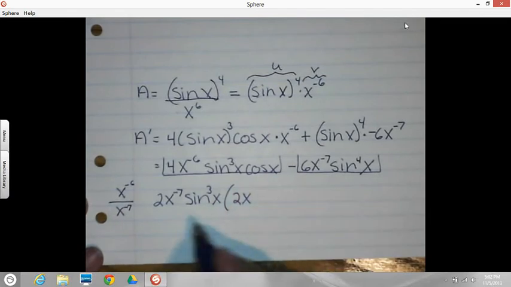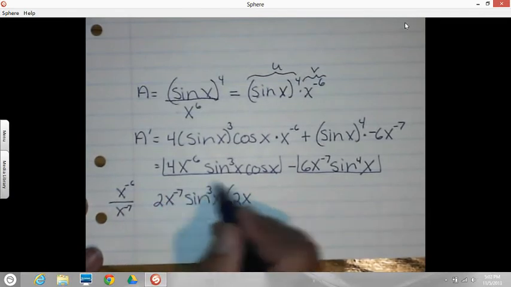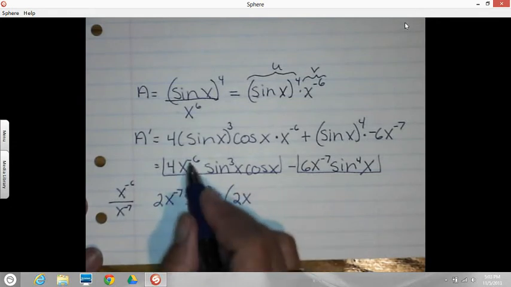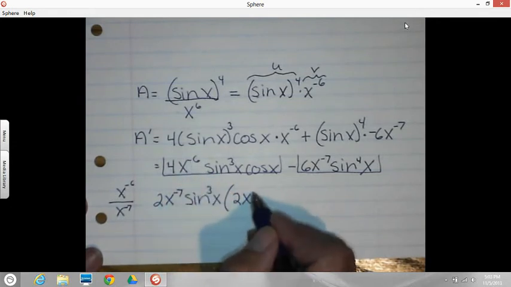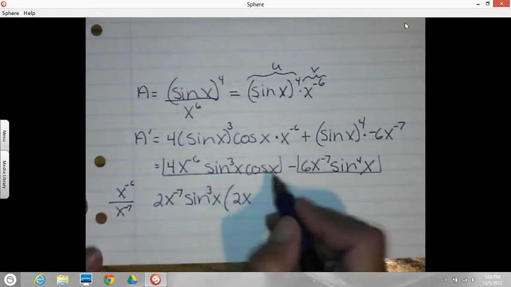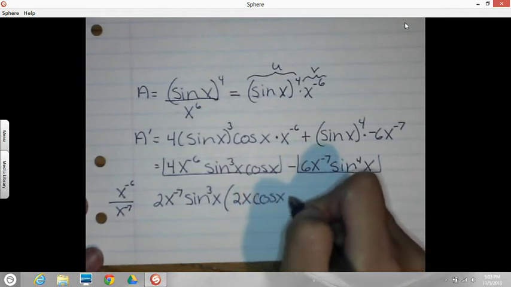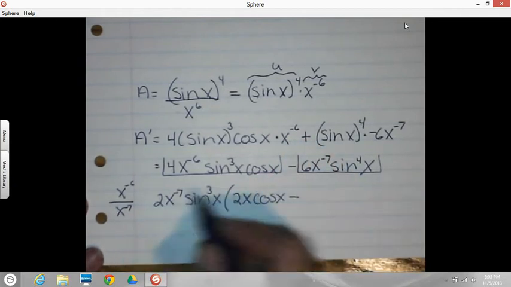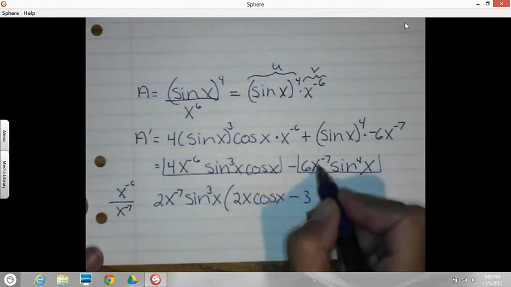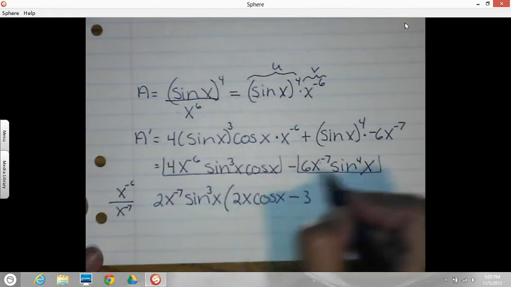Or just think about it: when I distribute this back in here, x to the negative 7 plus what power is going to give me a negative 6 back? That's going to be a positive 1. Okay, the sine cubed is out, and I still have the cosine x. Minus, I had a 6, divided by 2, that leaves a 3. Took out all of the x to the negative 7, and I took out 3 of those, that leaves 1 of these.